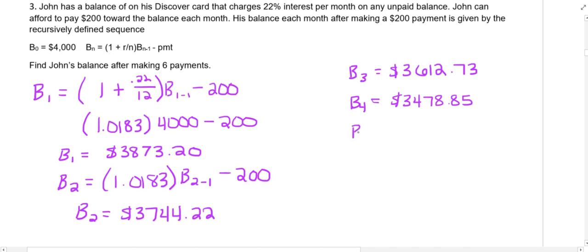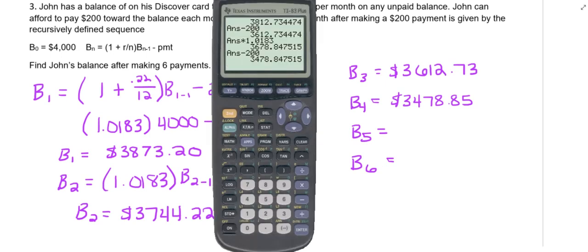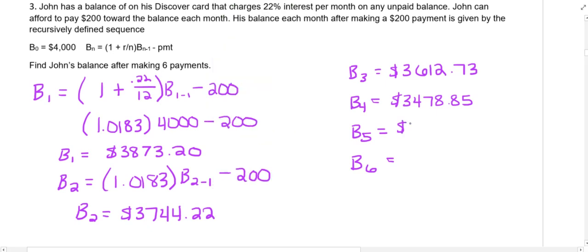And then we got 2 more. Okay, so then we will multiply by 1.0183, subtract 200 again. That's going to give us $3,342.51. And then last one.